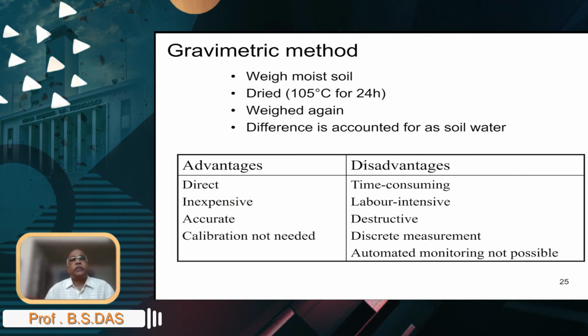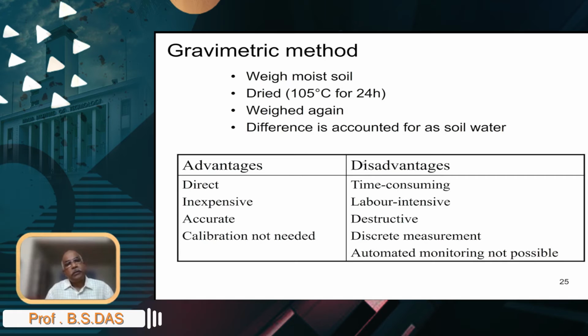So the gravimetric method, as I mentioned earlier, is very simple. You measure the weight of the moist soil, and then of course you dry it, putting it in an oven at 105 degrees centigrade for a period of 24 hours. Take the oven dry weight, subtract the two weights, and then divide that by the oven dry mass of the soil, and that gives you the gravimetric water content.